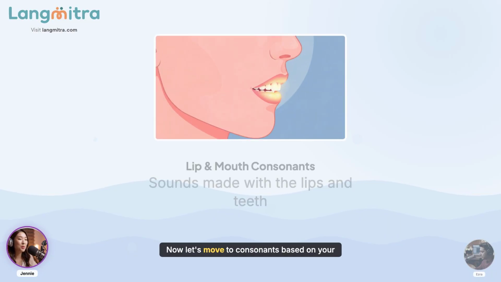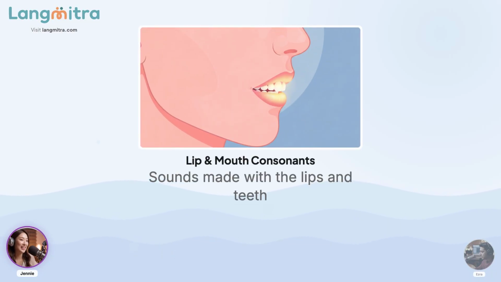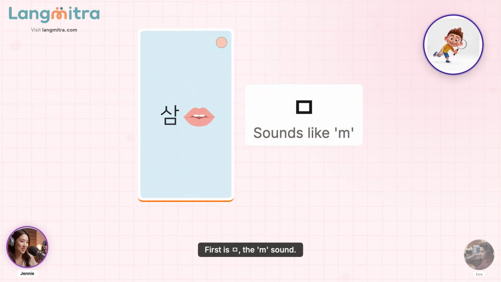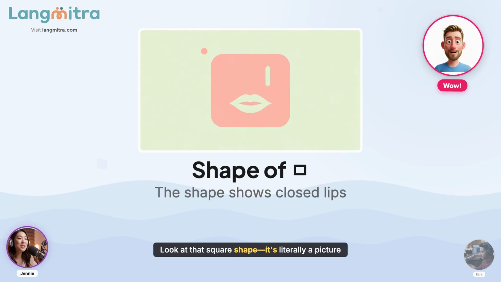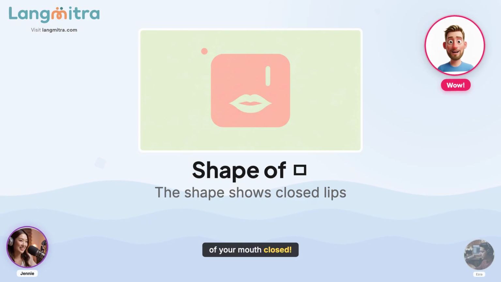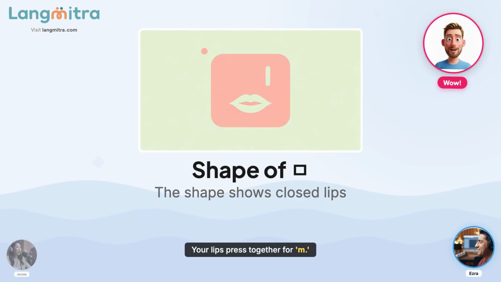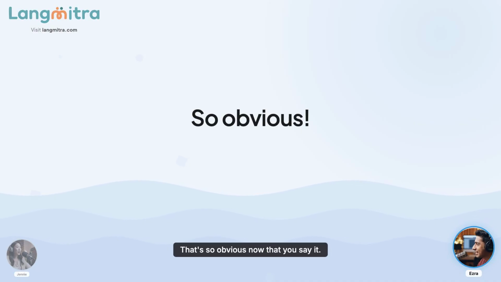Great. Now let's move to consonants based on your lips and mouth. First is m, the m sound. Look at that square shape. It's literally a picture of your mouth closed. Your lips pressed together for m. That's so obvious now that you say it. A closed square for closed lips.